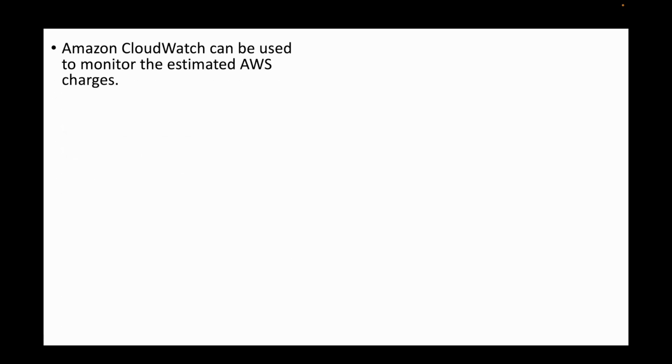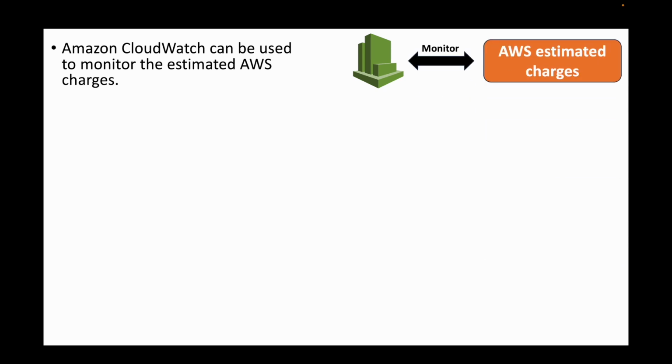So, like I said, we can make use of CloudWatch to monitor the AWS charges as well. Now, why is this important? This can be important when you have a certain budget for your monthly expenses when it comes to the infrastructure on AWS. And if you want to keep track of it, if you want to get notified for a certain threshold, we can make use of a billing alarm for that.